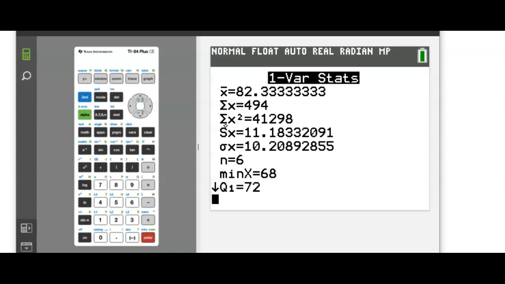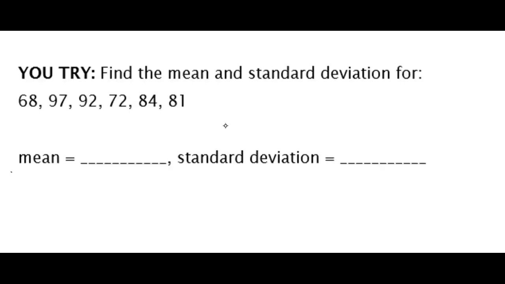So we're done now. I'm going to round my answers to the nearest tenth. So I'm going to say that my mean is 82.3 and that my standard deviation is 11.2. So I'm going to go back to the screen here and I'm going to write those things down, and then we're done. So mean was 82.3, standard deviation was 11.2.